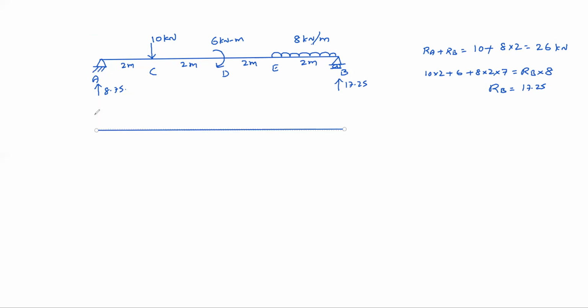Shear force diagram, up 8.75, no change up to C, then down 10. That means it goes to the negative side, 1.25. Then in between C and E, can you expect any change in the shear force diagram? No change at all between C and E because there is no point load or UDL.